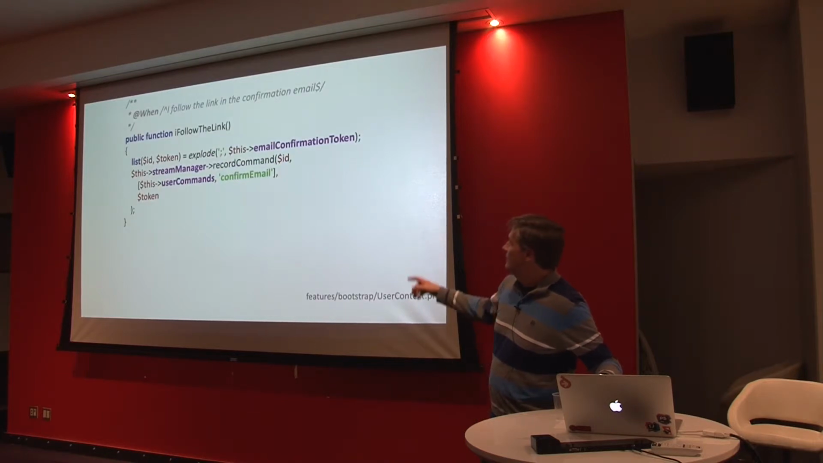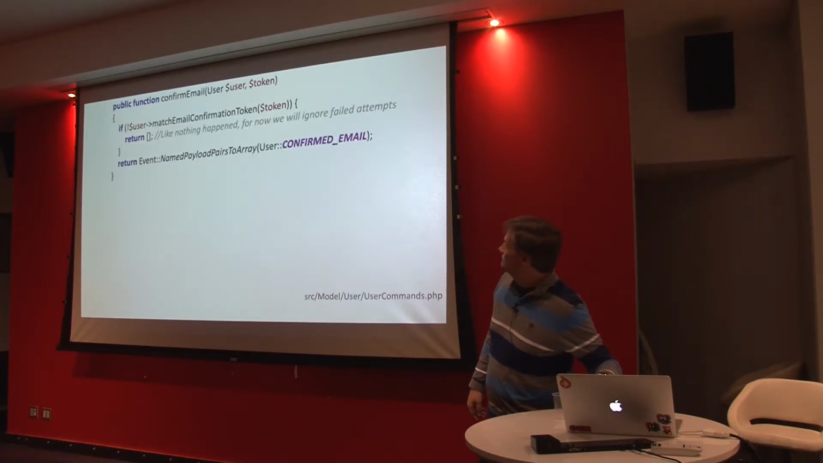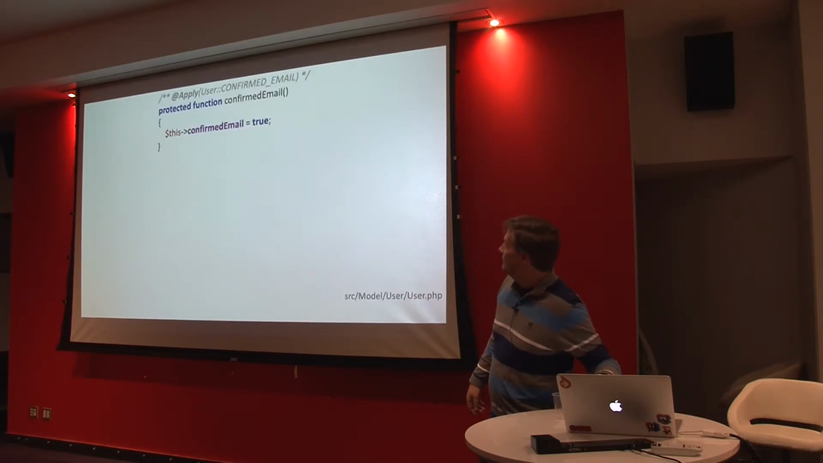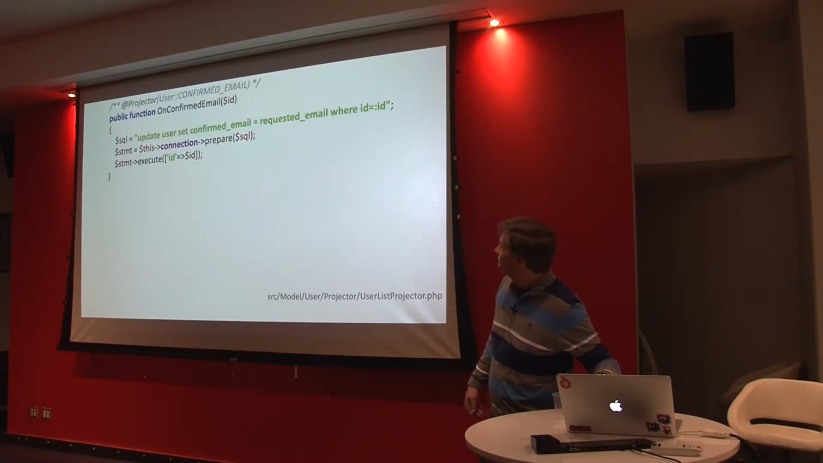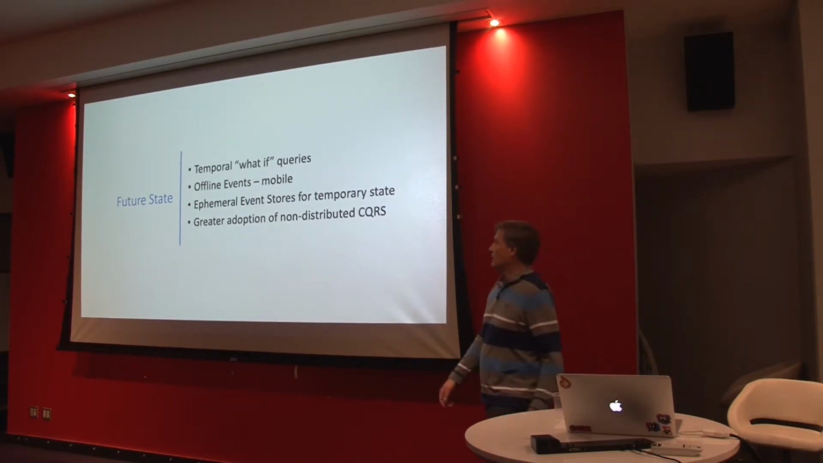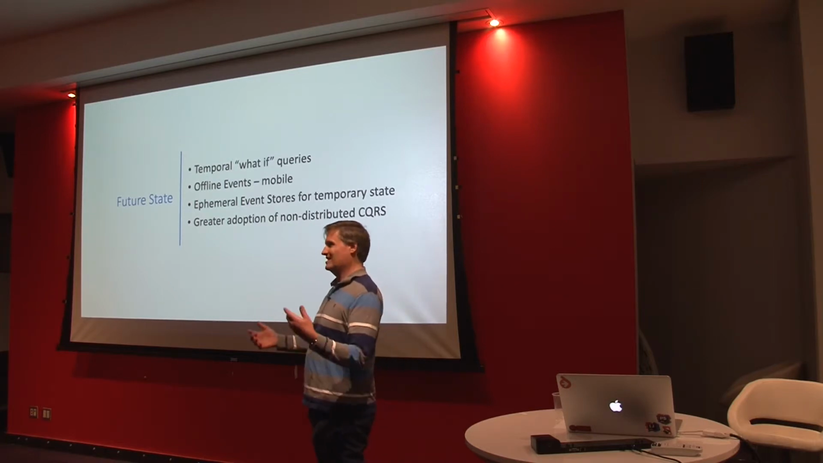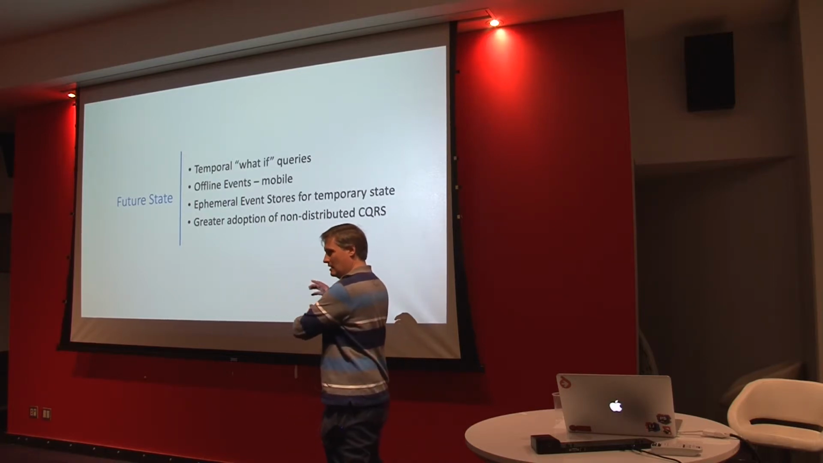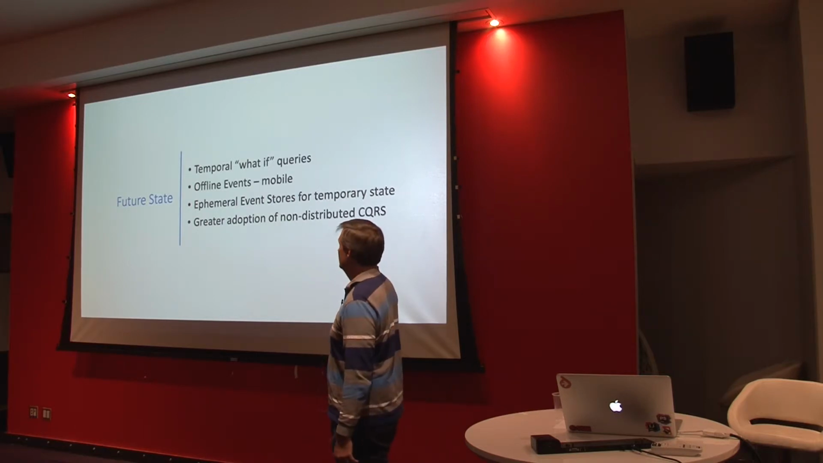Sorry, going fast here. When they follow the link, we record the confirmation command. And that command looks to make sure the token matches. And if it does, it generates an event that they have confirmed their email. And we just set a flag. And the projection sets the confirmed to match the requested for that ID. So sorry to whip through that source so quickly, but I hope it gives you a sense of these small little bits, each doing a small amount to build these things up.